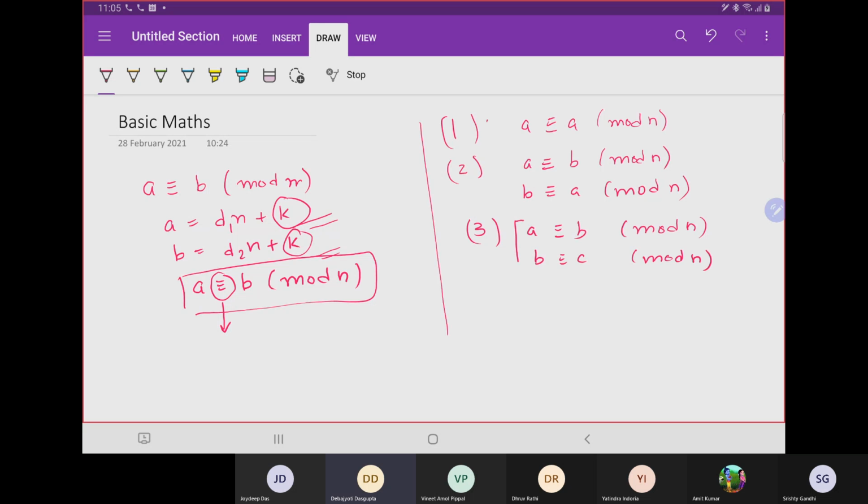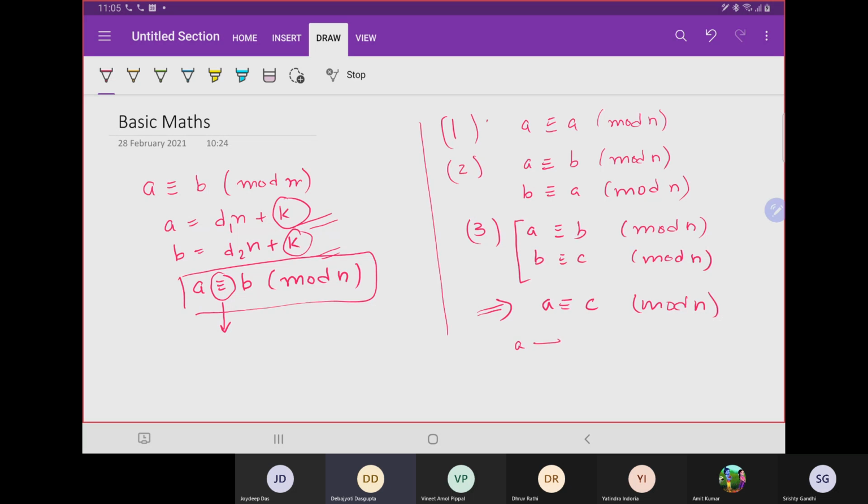Right? If these two conditions are satisfied, then I can say that A is congruent to C mod n. This property is known as transitivity. This completes my equivalence relation class. So why is this happening?